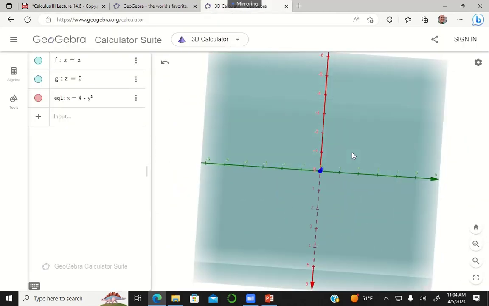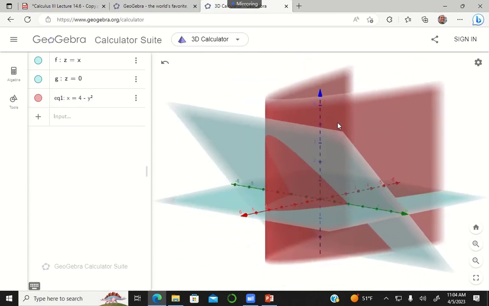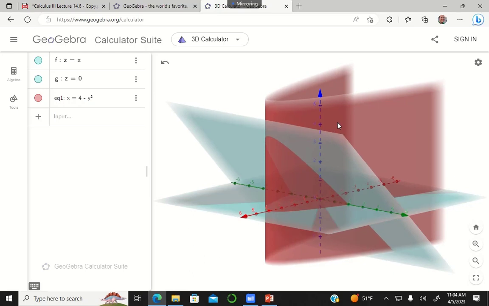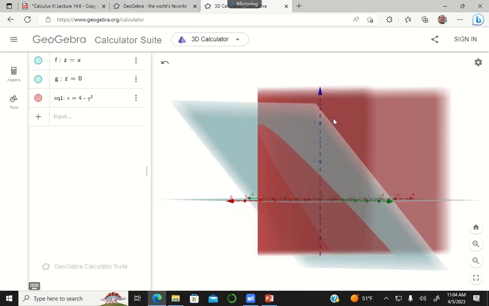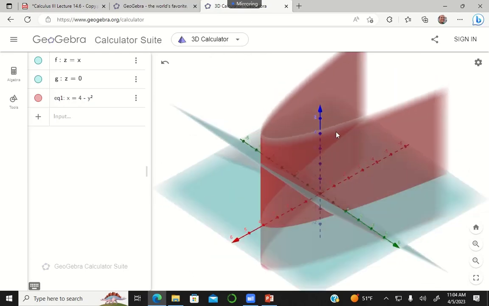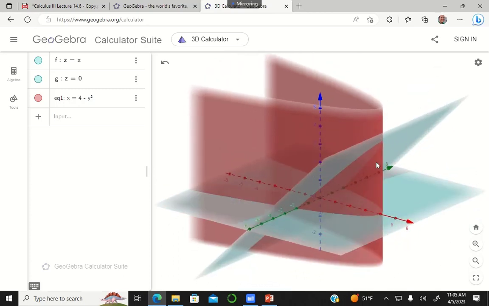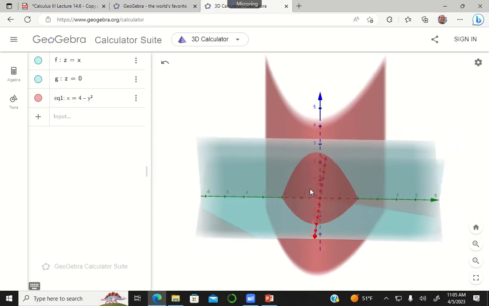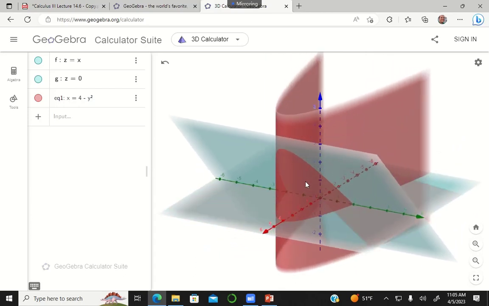It looks like a parabola from the top, but it's a cylinder because it's constant as you move up in the z-axis. And so there's a little region that's bounded between those two planes and the parabolic cylinder. Do you see the region, the volume I'm talking about? Okay, cool, so that's what we're going to try to find the volume of.